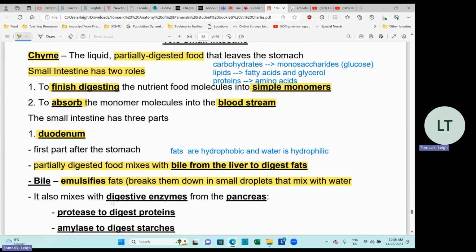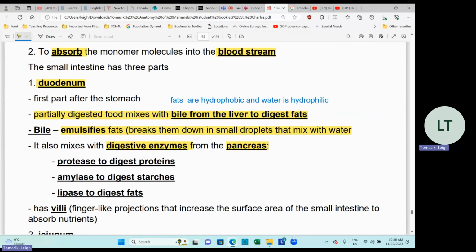The chyme also mixes with digestive enzymes from the pancreas. There are three digestive enzymes. There's actually more than that, but we're simplifying this. There's protease. Protease allows you to digest proteins. That kind of makes sense, right? Because you can see the prot part of both words. So protease will allow you to digest proteins.